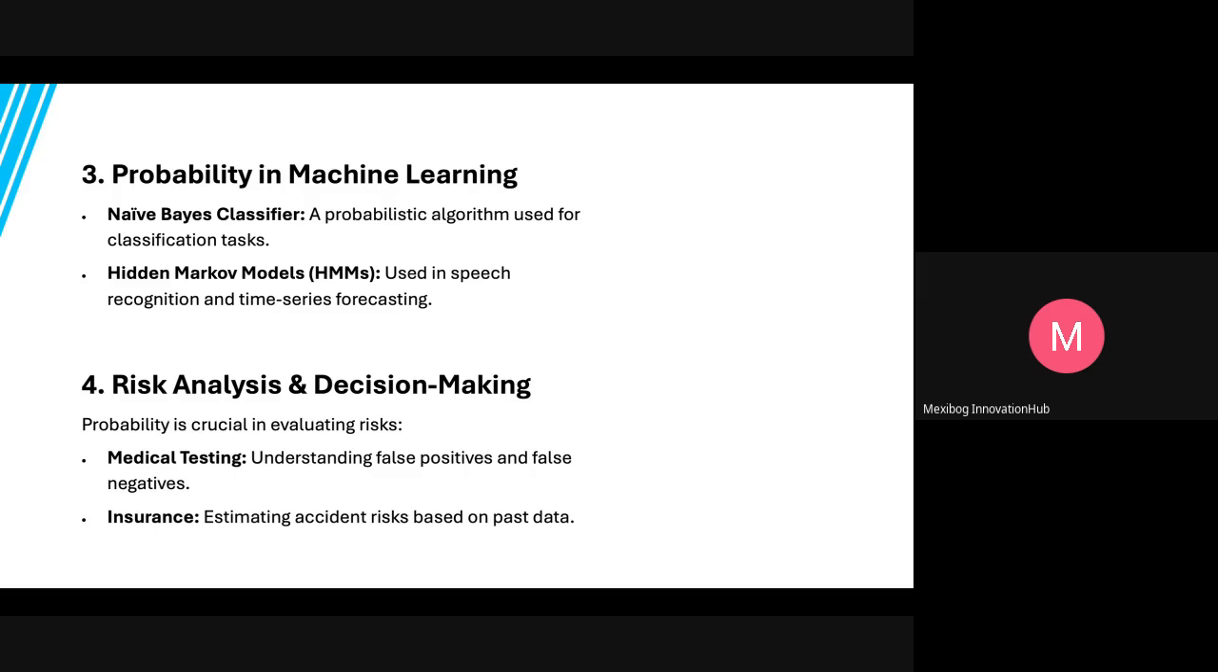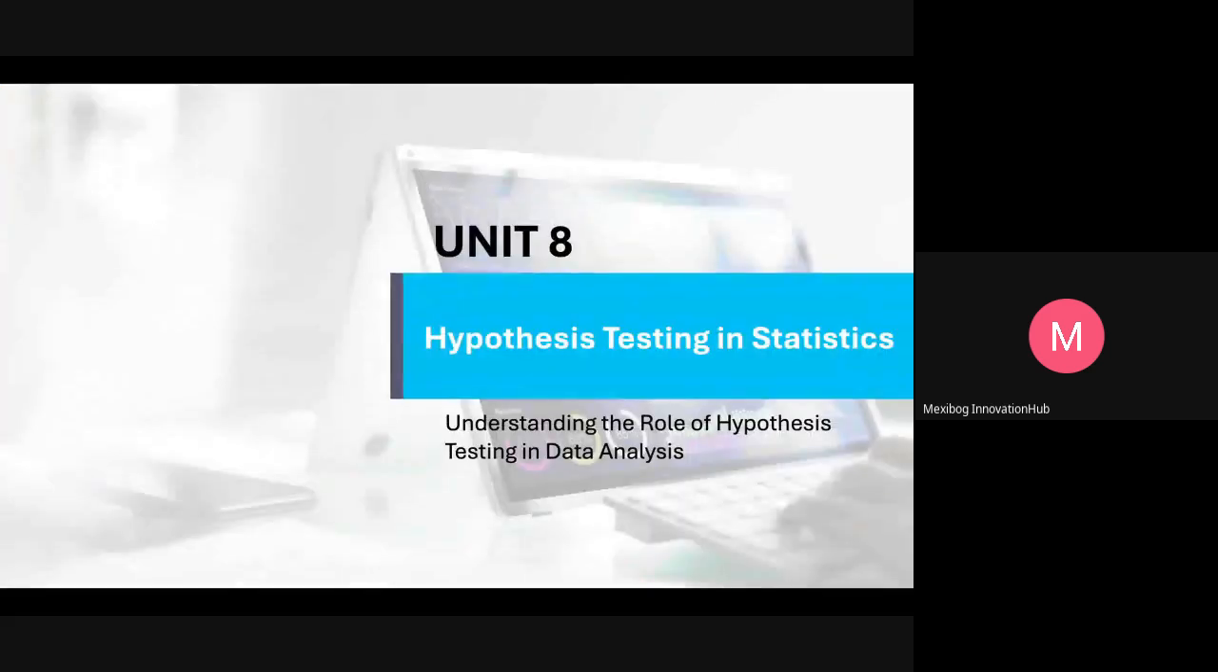So, risk analysis and decision making. Probability is crucial in evaluating risks. We have, for example, in medical testing, understanding false positives and false negatives. In insurance, estimating accident risks based on past data.